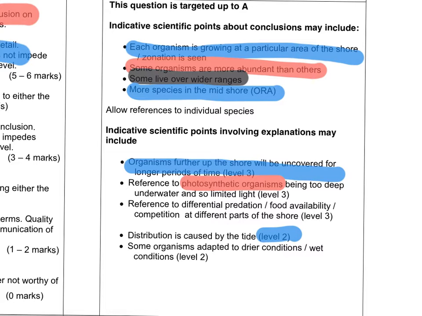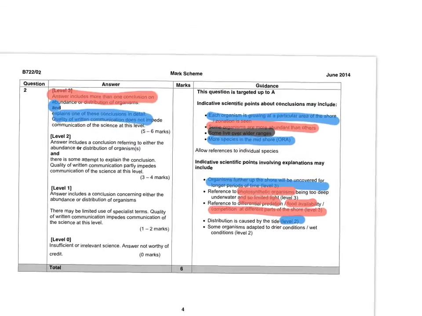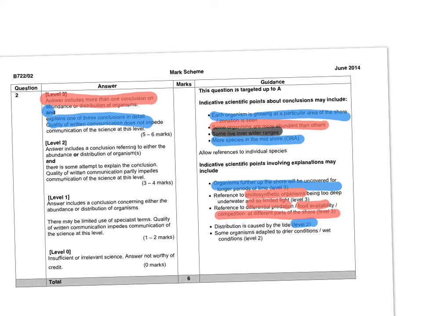And then the last one would be reference to different predators and food availability and that kind of stuff. So there it is. So different predators, food availability, and competition at different parts of the shore. And that's why we've got different organisms in different abundances in different places on the shore. Okay, and that's our 6 marker done. Actually, a really nice, easy 6 marker for you guys, that one.